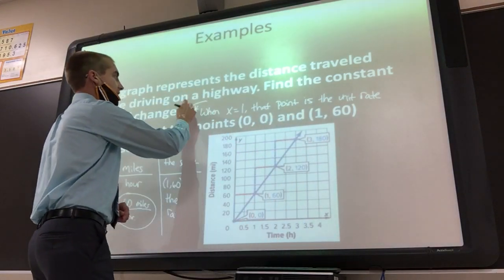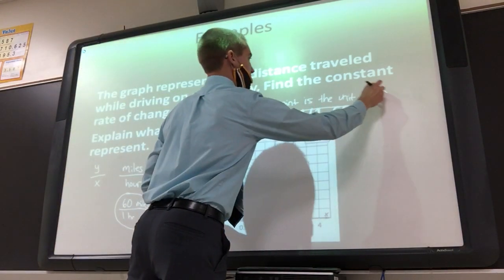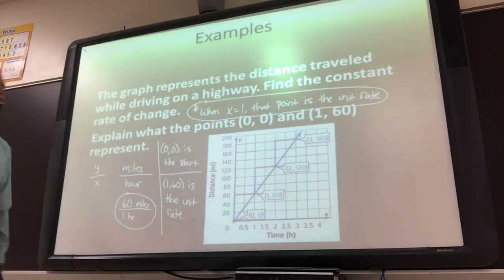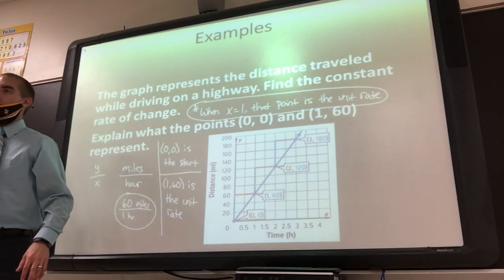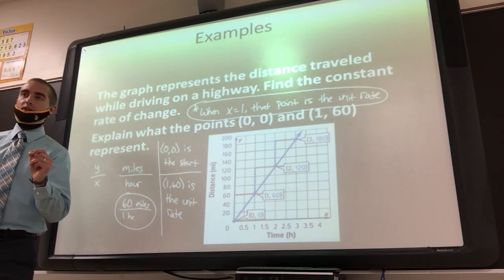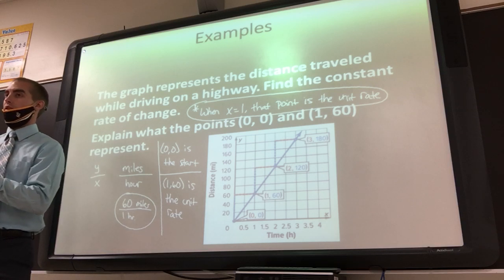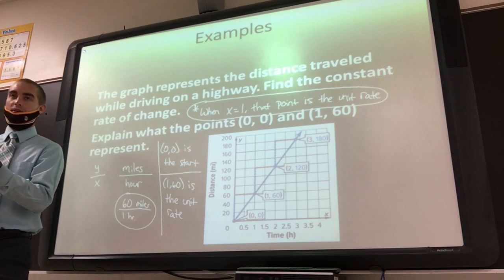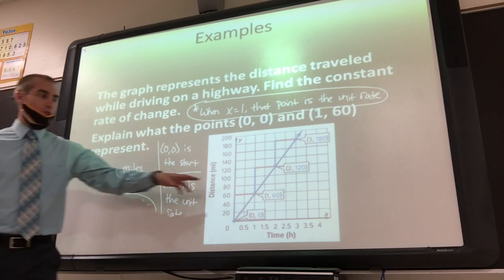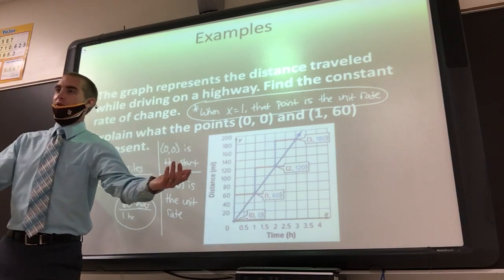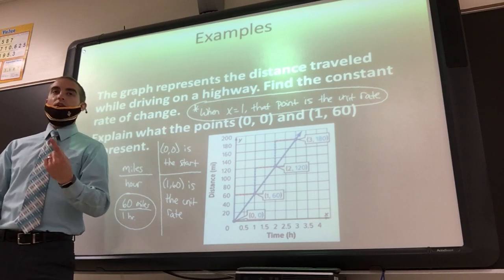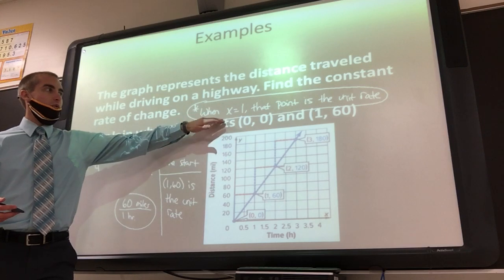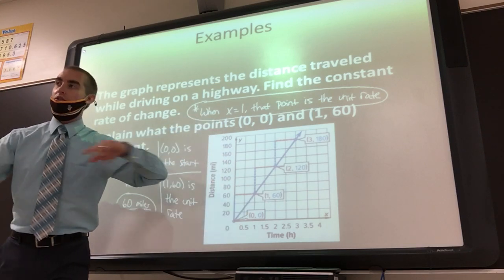So if you are looking at a graph of a proportional relationship like this one, it's a straight line that goes through the origin. The point where x is 1, that is the unit rate. You're going to be asked that question quite a bit this year. What does this point, 1, comma, whatever, represent? It's always going to represent the unit rate, because in 1 hour, gone 60 miles. So when x is 1, that point is always the unit rate.